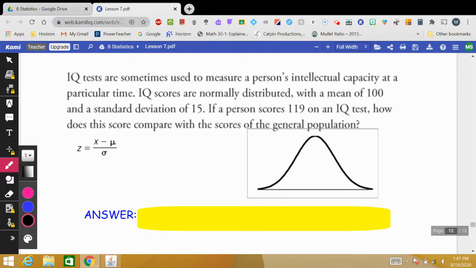Okay? IQ tests are another way we rank people in relation to everybody else. So IQ tests are sometimes used to measure a person's intellectual capacity at a particular time. IQ scores are normally distributed with a mean of 100 and a standard deviation of 15. So we're going to add 15, and we're going to minus 15.